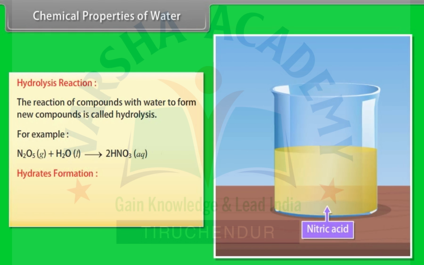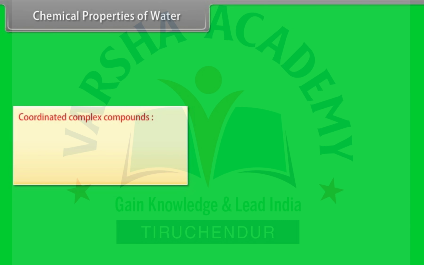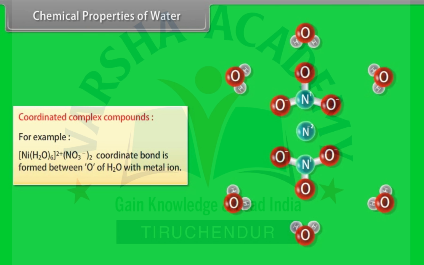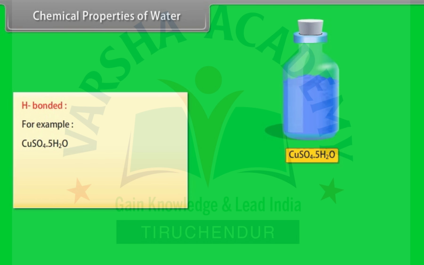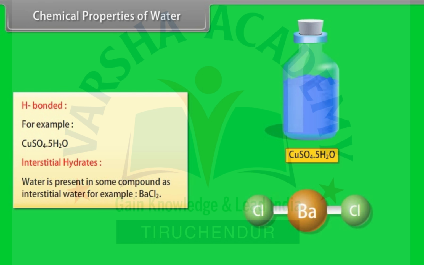Hydrates formation. Water forms hydrates with metal salts. There are three main types. Coordinated complex compounds, for example, nickel(II) nitrate hexahydrate. A coordinate bond is formed between O of H2O and the metal ion. H-bonded, for example, copper sulfate pentahydrate. Interstitial hydrates. Water is present in some compounds as interstitial water, for example, BaCl2.